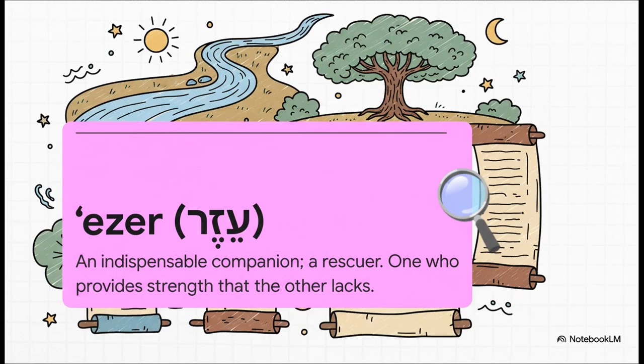Now, ezer doesn't mean assistant or subordinate, not at all. In fact, elsewhere in the Old Testament, God himself is described as Israel's ezer, their rescuer, their powerful ally. So when the text uses this word for Eve, it's suggesting she's a strong, indispensable partner, someone who provides a strength that Adam lacks. That completely reframes the entire dynamic, right?